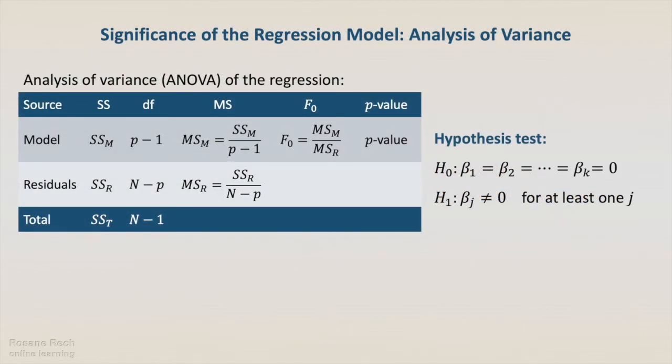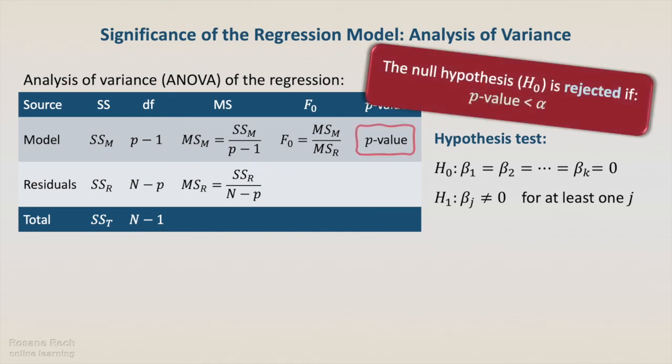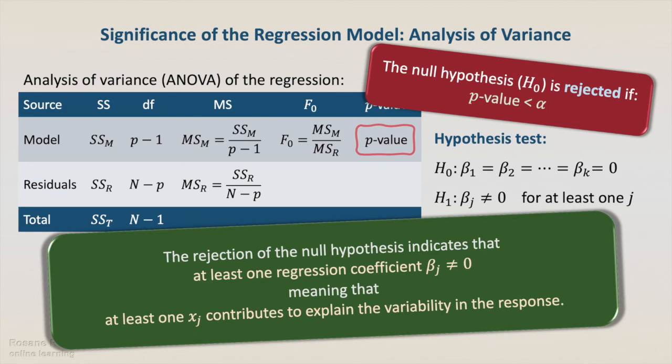The analysis of variance will test the significance of the regression. The null hypothesis will be rejected if the p-value is lower than the level of significance. The rejection of the null hypothesis indicates that at least one regression coefficient beta j is different from 0, meaning that at least one of the regression variables xj contributes to explain the variability in the response. However, the ANOVA table does not say which regression variables affect the response.